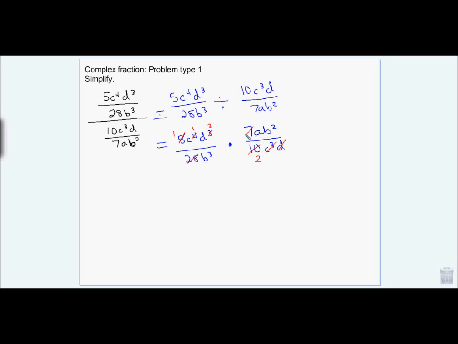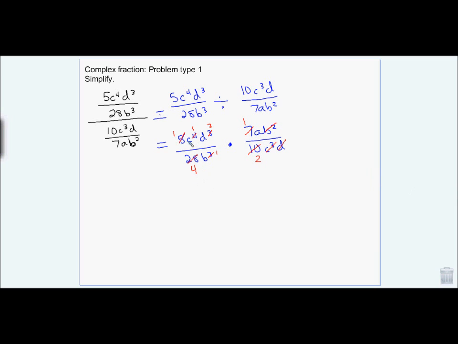7 and 28 each divide by 7. I have no A's in this denominator, but I have 3 B's here and 2 B's here, so 2 of these B's will cancel 2 of those, leaving me 1.